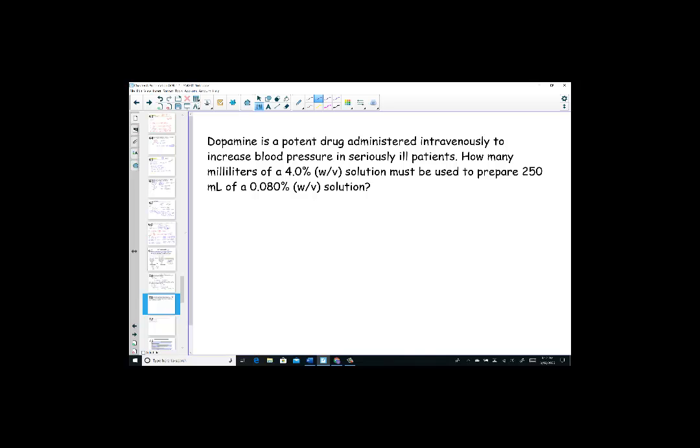Dopamine is a potent drug administered intravenously to increase blood pressure in seriously ill patients. How many milliliters of a 4% weight by volume, oops, I should put a percent in there, must be used to prepare 250 mL of a 0.08% weight by volume? So you know what, instead of molarity, we were given a different concentration unit.